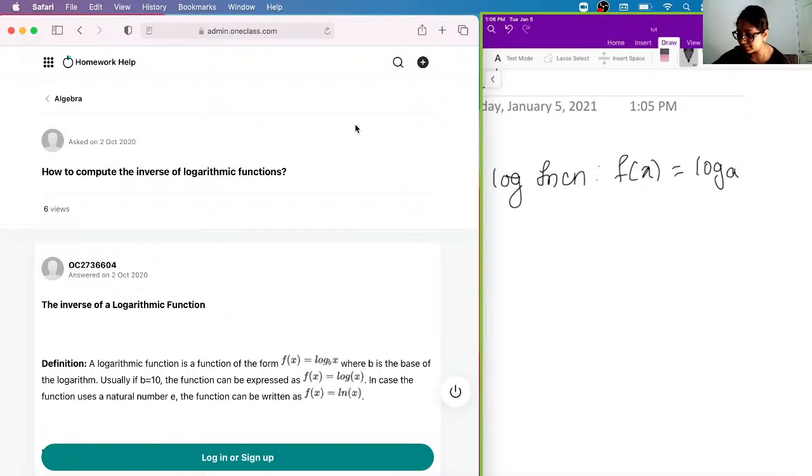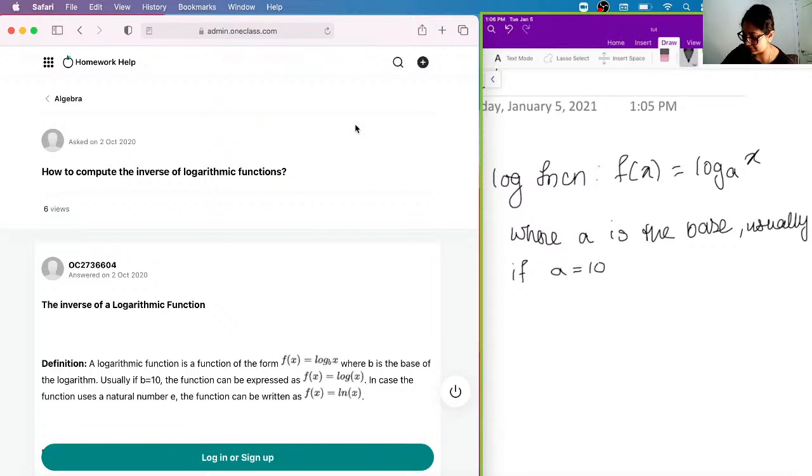base a of x, where a could be any number, and a is the base of the logarithm. Usually if a is equal to 10, the function can be expressed as f of x is equal to log of x. You don't really express 10 as the base, you just keep it blank.